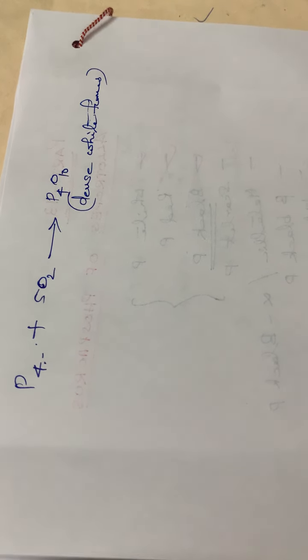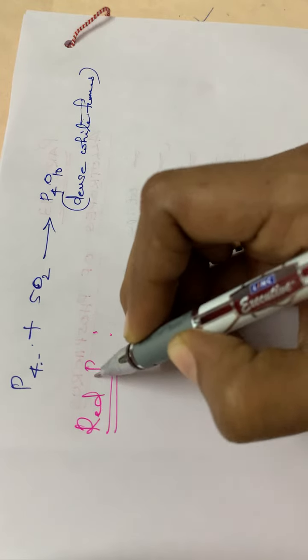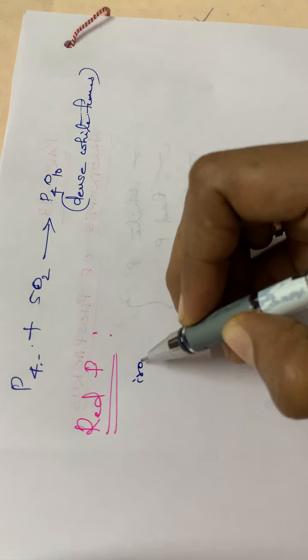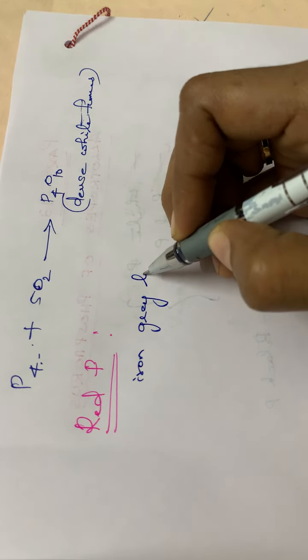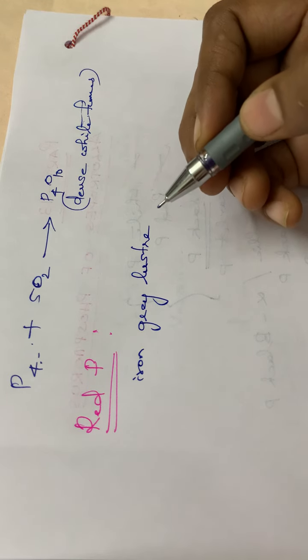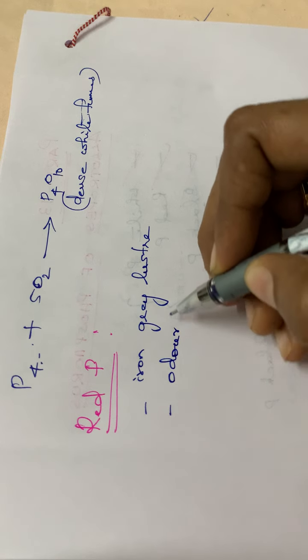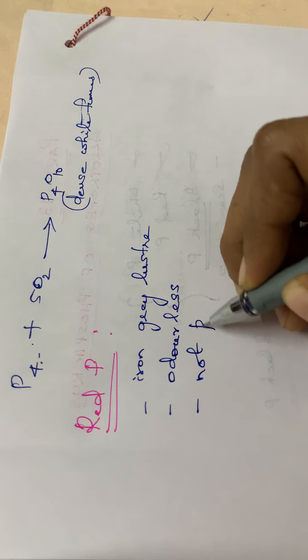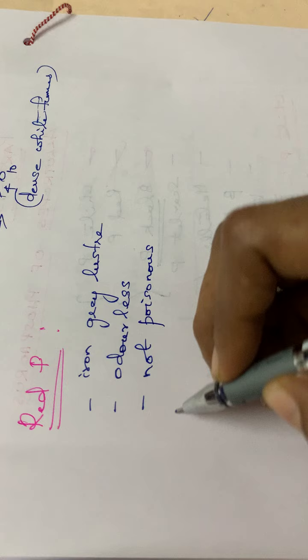Then coming to the case of red phosphorus. Red phosphorus has got an iron gray luster. It has a little shiny appearance. It has no smell or odor, so it is odorless. Then not poisonous. Then insoluble in water.